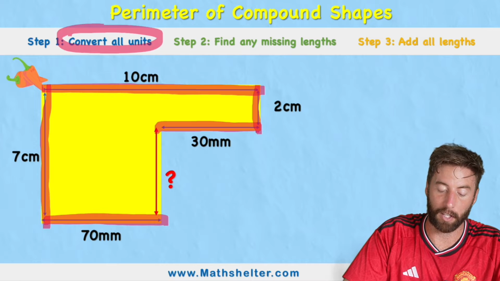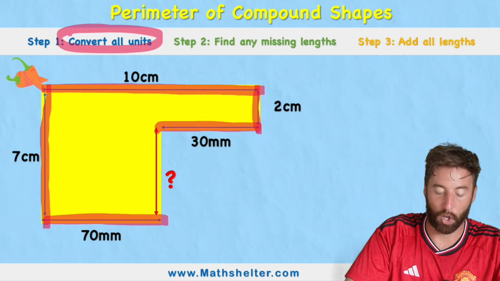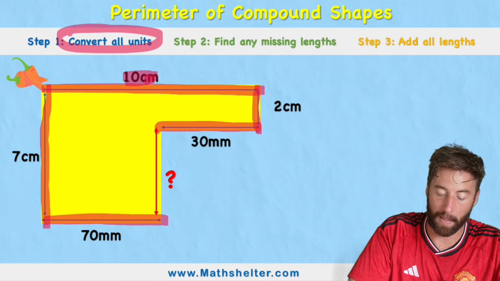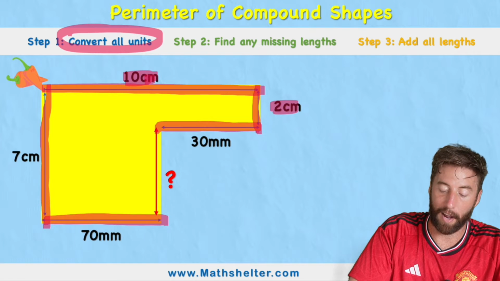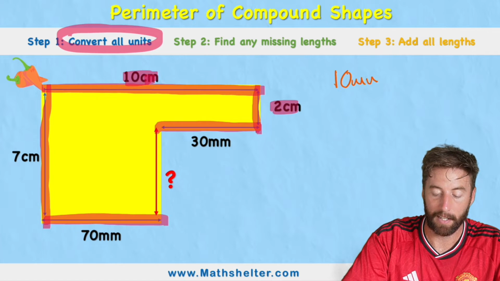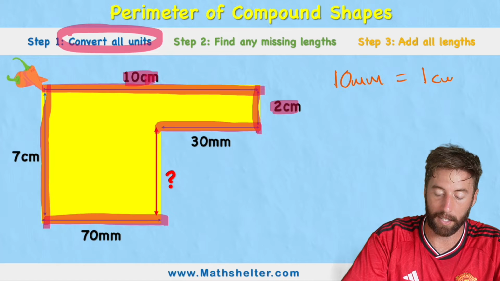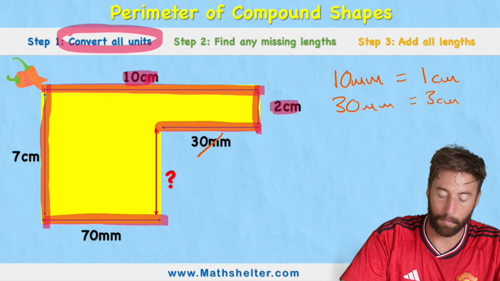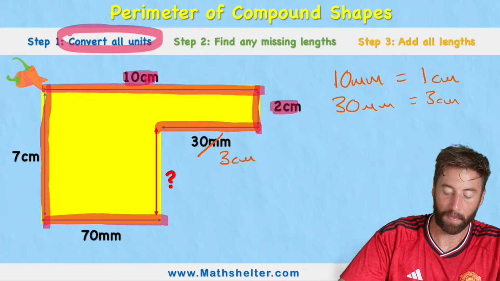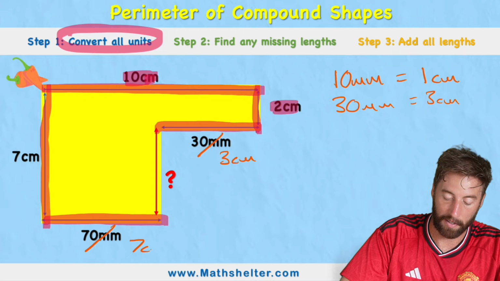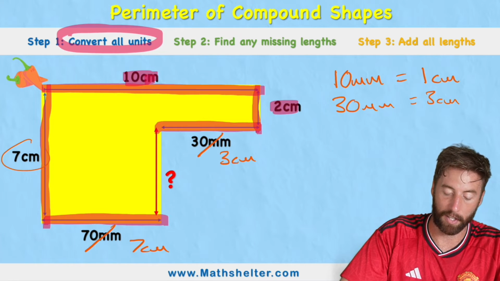So let's start by converting all of our units. Because at the top we have centimeters, let's keep everything in centimeters. So I have 10 centimeters, we'll keep that there, 2 centimeters, and then here I have 30 millimeters. Well, 10 millimeters is the same as 1 centimeter. So if we have 30 millimeters, that must equal 3 centimeters. So I can get rid of this and put 3 centimeters here. And again, across the bottom I have 70 millimeters, so that must equal 7 centimeters. And then I have 7 centimeters on this side as well.